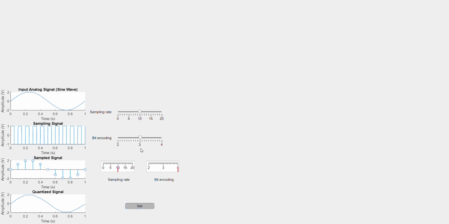Switching it back to 3 and manipulating the sampling rate instead to 5 Hz, we have a lower frequency of sampling, hence a poorer representation. Increasing it to 7 Hz, we can see that a clearer sine wave is shown. Switching the sampling rate to 10 provides the best quantized signal.